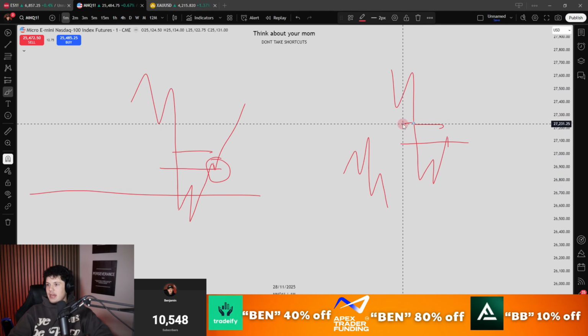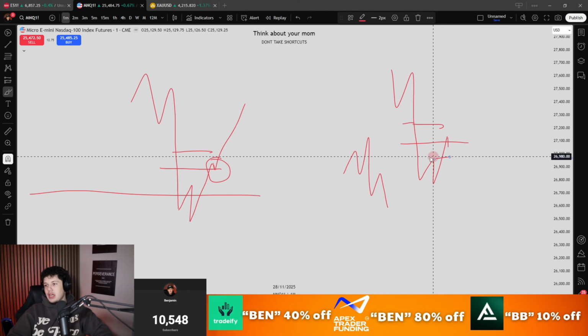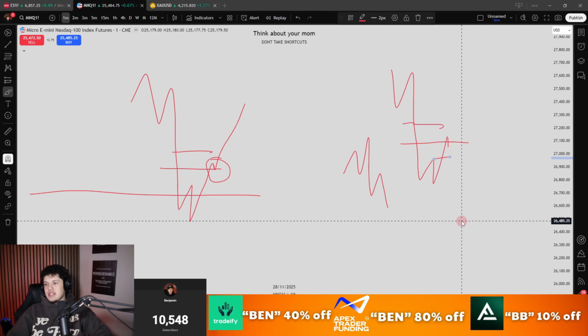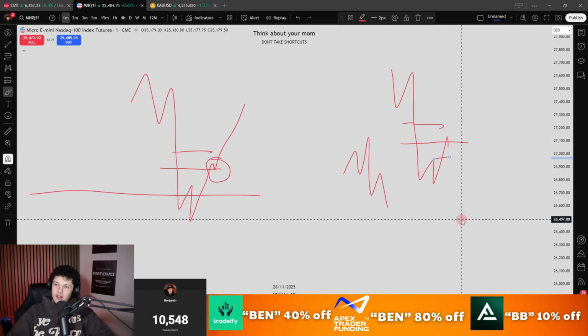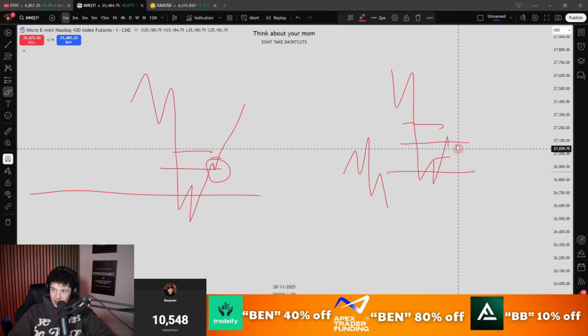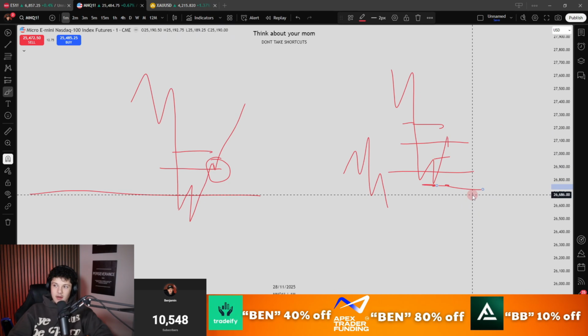There's your high time frame PD array. You're like, oh, it swept liquidity. It's trading to a PD array. It's going to continue down lower. But the narrative was your target. If we hit the target, why do we need to go back to these lows?